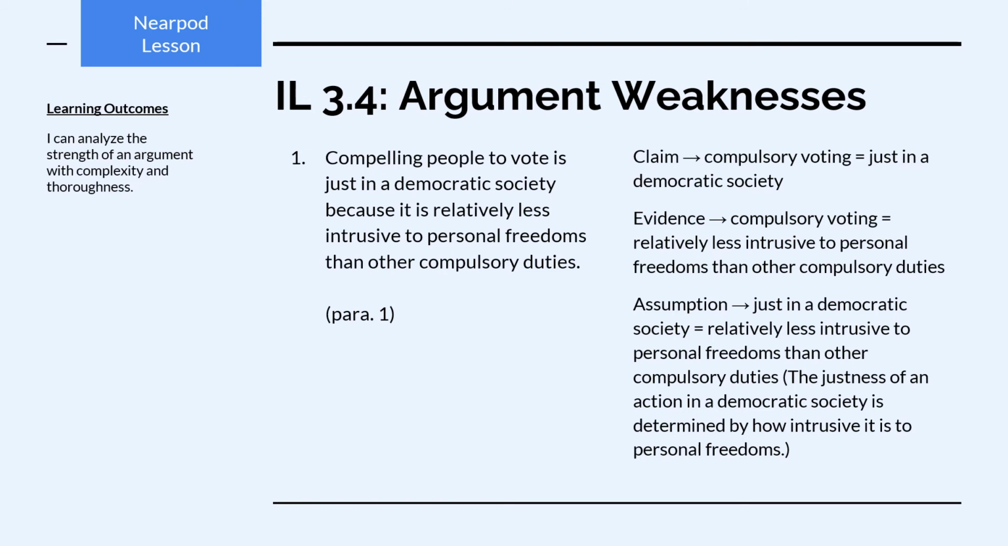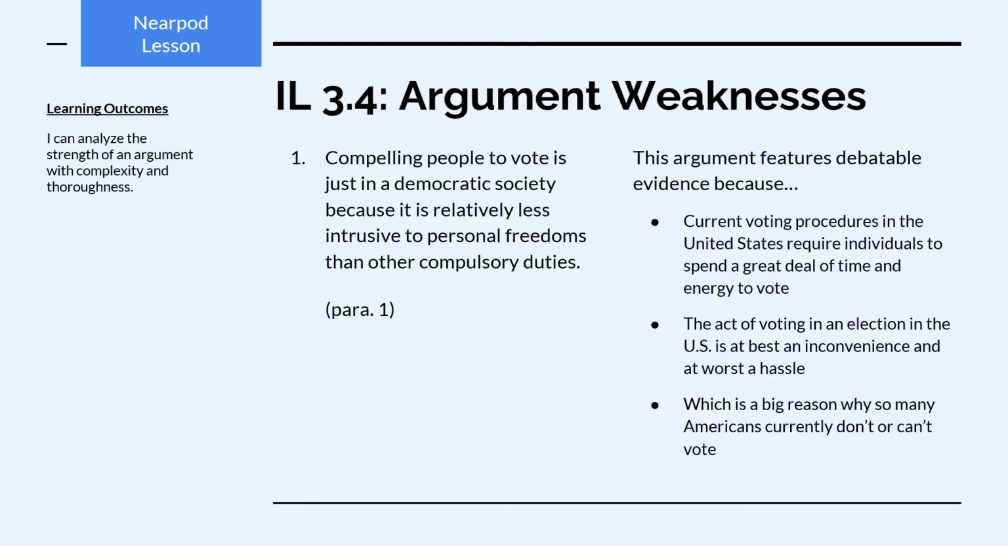Our claim here is that compulsory voting is just in a democratic society. Our evidence is that compulsory voting is relatively less intrusive to personal freedoms than other compulsory duties. And that means our assumption is going to be something like the justness of an action in a democratic society is determined by how intrusive it is to personal freedoms. This particular argument features debatable evidence.